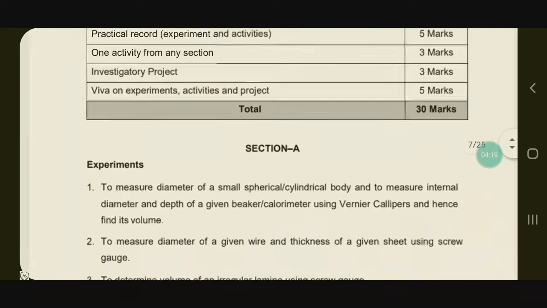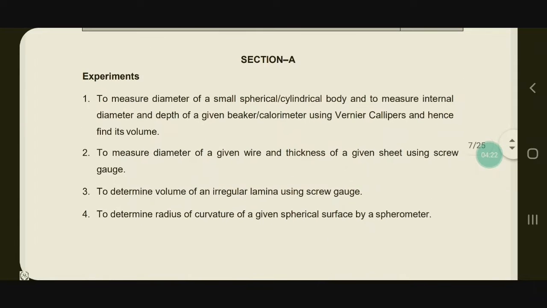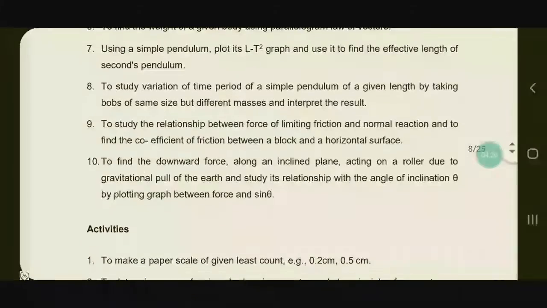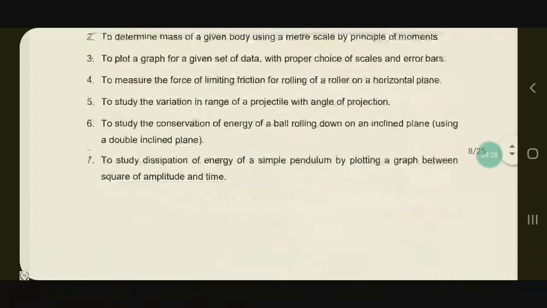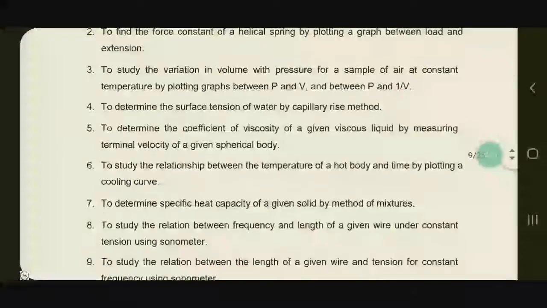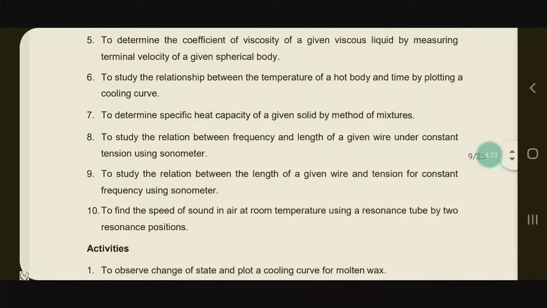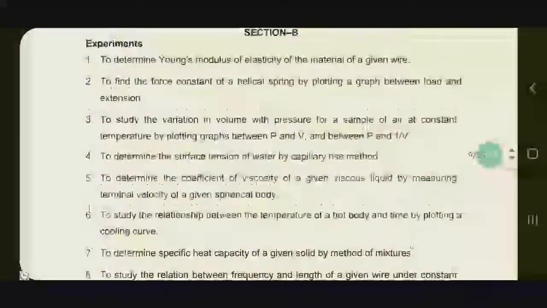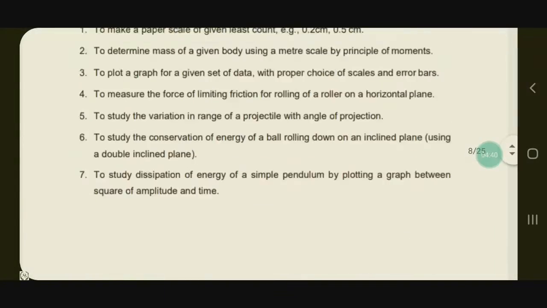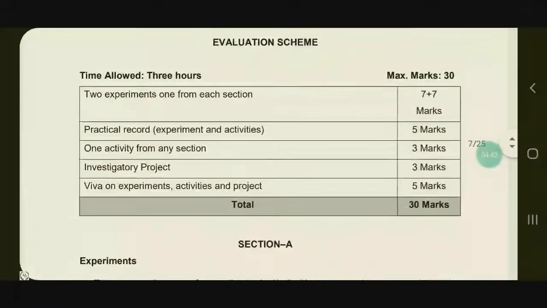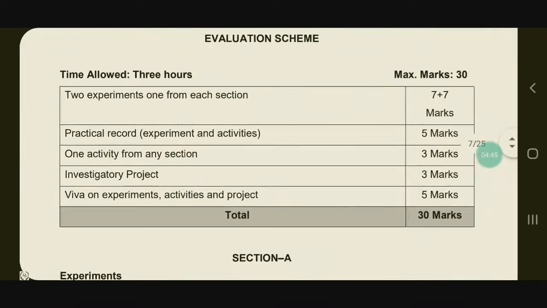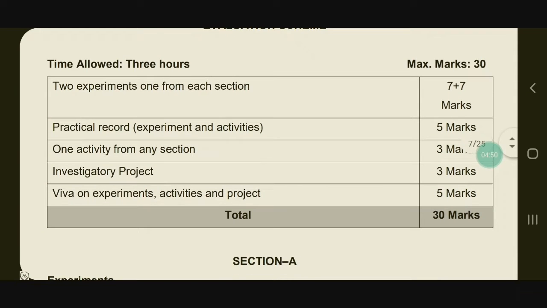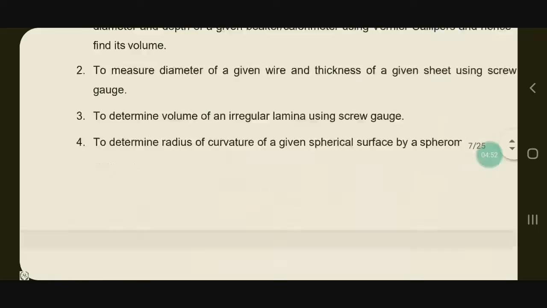There is section A, in which there are experiments for you. Almost all the experiments are the same as last year's. Section B is also the same. There's quite no difference; almost the same experiments. Yes, there is no difference in the experimental part. Only the marking procedure was changed. As I already told you, the experiments will now be of 7 marks, and one more category of marking has been added, that is activity in your curriculum.